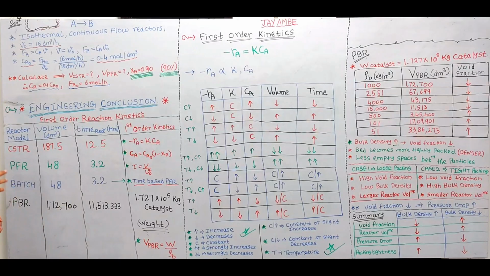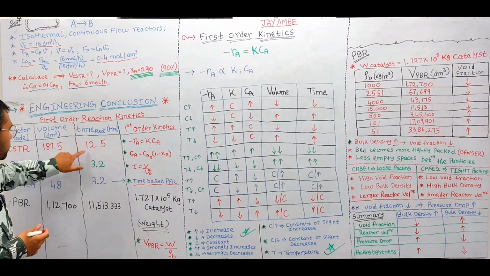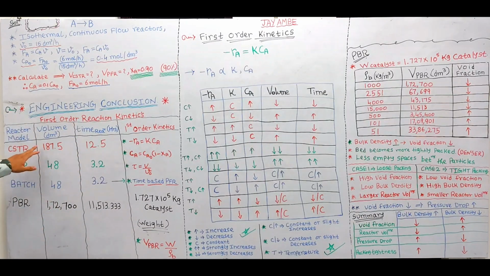Now the fourth comparison is, from these three reactor models, which reactor model will we prefer? Which reactor model will we give the best priority? Here we can observe that from the CSTR and PFR, we require a much smaller reactor volume and a smaller reaction time of 3.2 hours and a reactor volume of 48 cubic decimeter, compared to the CSTR.